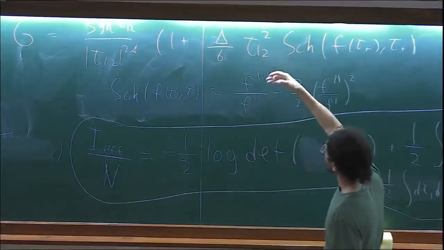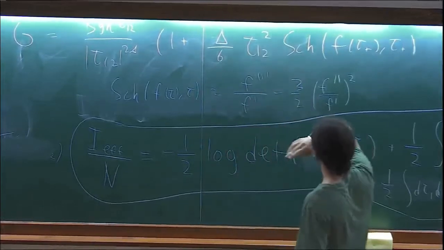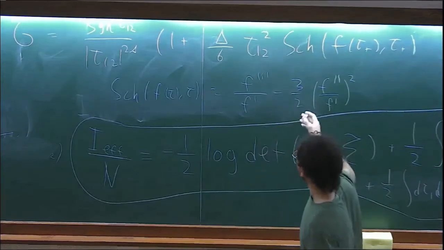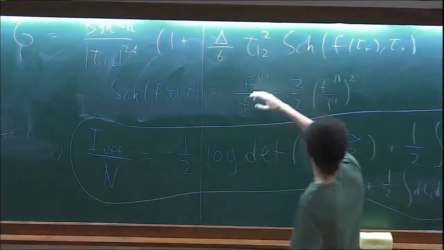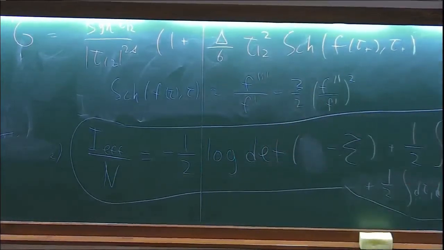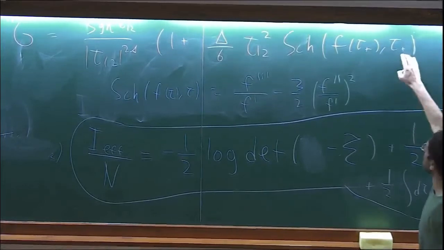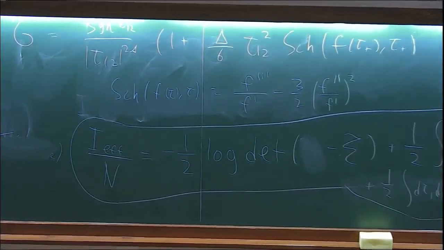And the first term that appears is tau 1, 2 squared. And it's multiplied by some stuff with derivatives of f, which has a name, which is the Schwarzian. And it's this combination of derivatives. So that's what you find. So this piece, good, this piece I was interested in here. Now, I stick this into here, and then I do the integral over tau 1 and tau 2.